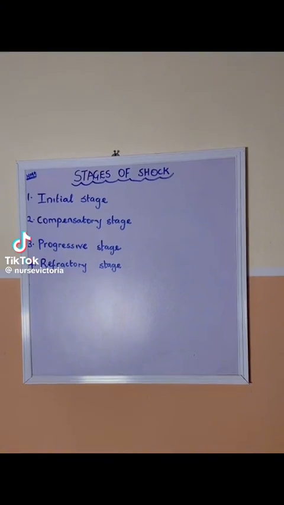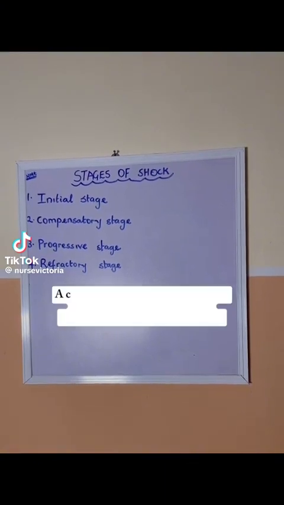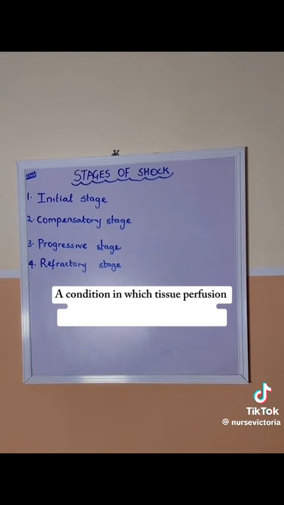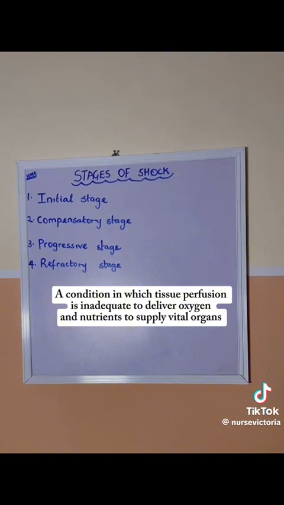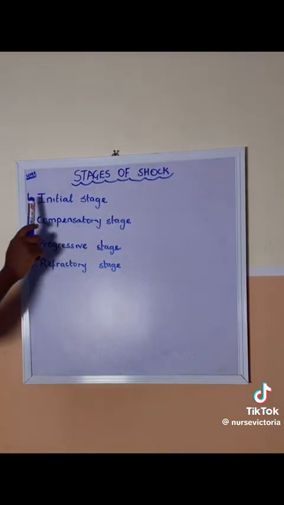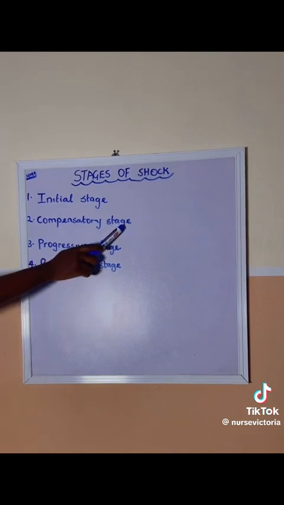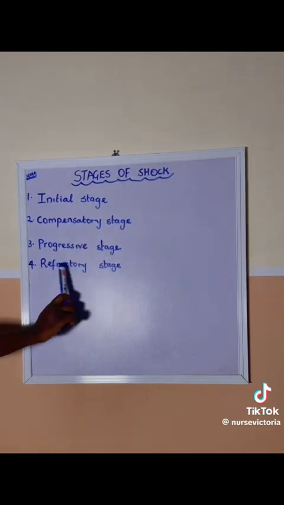So let's talk about shock in the most simplest way. So what is shock? It is a condition in which tissue perfusion is inadequate to deliver oxygen and nutrients to supply vital organs. So here are the stages of shock. We have the initial stage, the compensatory stage, the progressive stage, and the refractory stage.